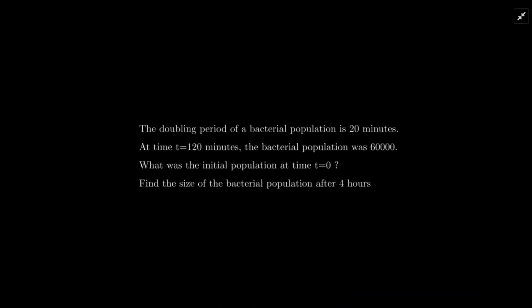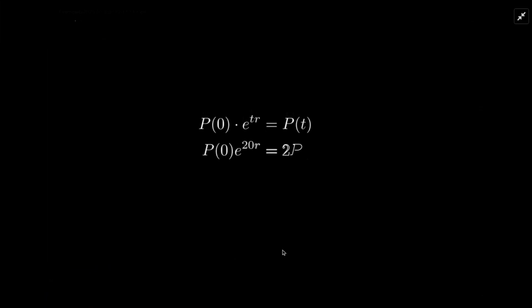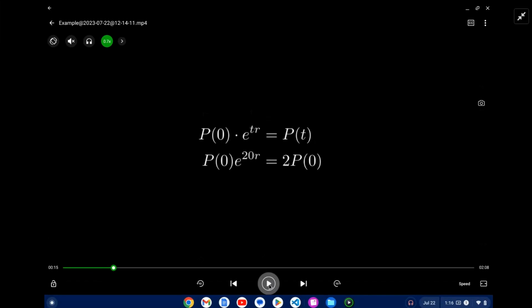All right, let's take a look at the function. Basic exponential growth function, continuous. We take the initial population, multiply by e to the power tr, where t is time in minutes and r is the growth rate. All right. And we'll take this doubling information to find the rate.